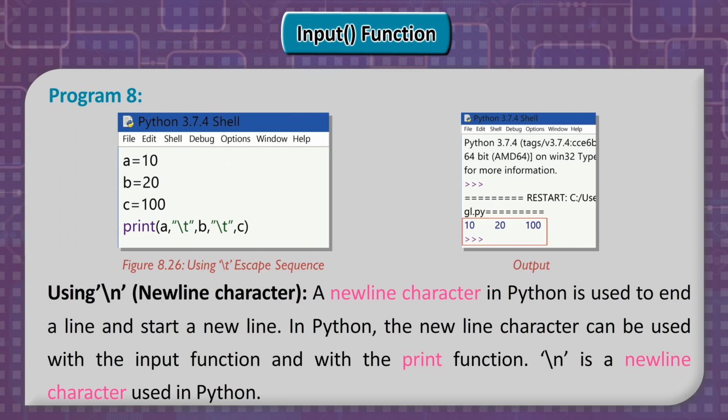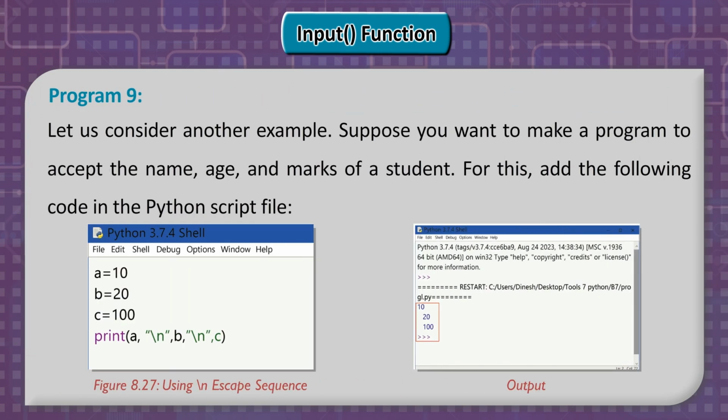Using \n, new line character. A new line character in Python is used to end a line and start a new line. In Python, the new line character can be used with the input function and with the print function. \n is a new line character used in Python. Program 9. Let us consider another example. Suppose you want to make a program to accept the name, age, and marks of a student. For this, add the following code in the Python script file. Figure 8.27. Using \n escape sequence.